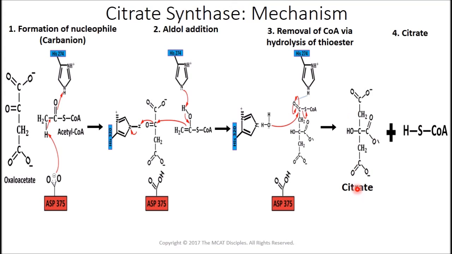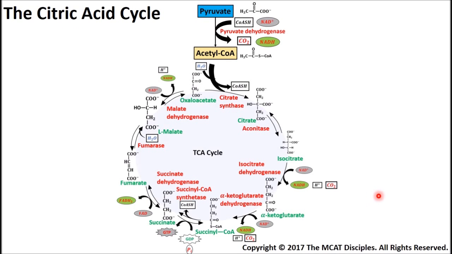Again, that's citrate synthase. Citrate synthase is the mnemonic for obligate binding. It goes through this aldol addition mechanism. All right, that was citrate synthase to form citrate. That's why it's called the citric acid cycle. So, all right, and you should know this, right?